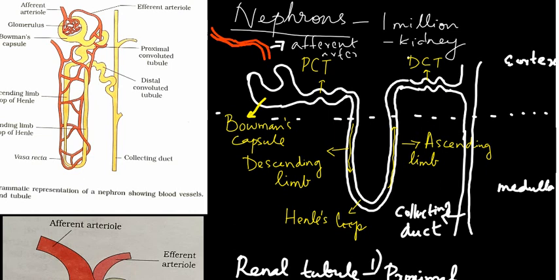Afferent arteriole breaks up into fine capillaries. They branch and form clusters of capillaries. This tuft of capillaries, or the group of capillaries together, is called the glomerulus.